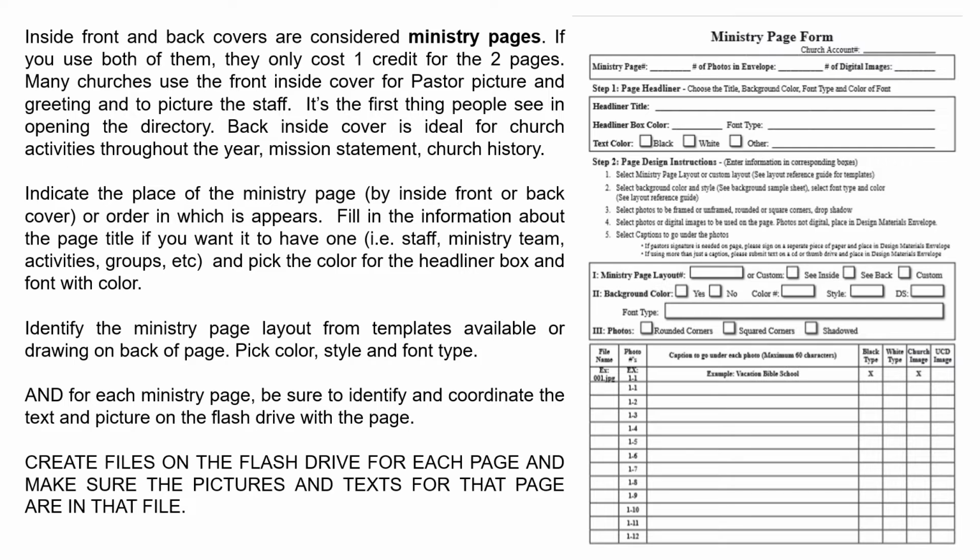Indicate the place of the ministry page by inside front or back cover, or order in which it appears. Fill in the information about the page title if you want to have one, i.e. staff, ministry team, activities, groups, etc. And pick the color of the headliner box and font with color. Identify the ministry page layout from templates available or drawing on the back of the page. Pick color, style, and font type.